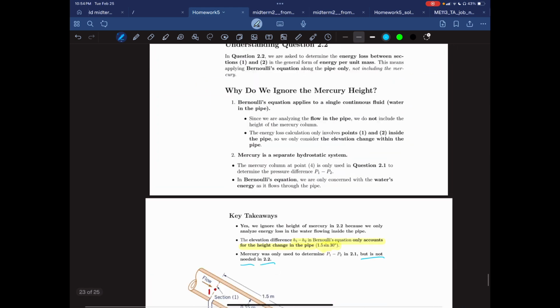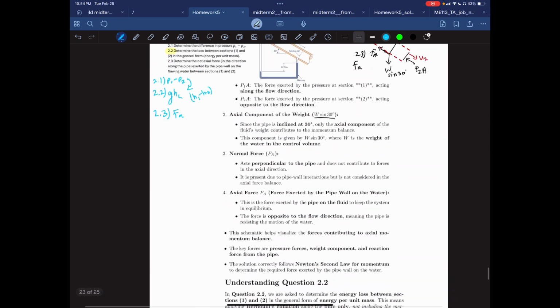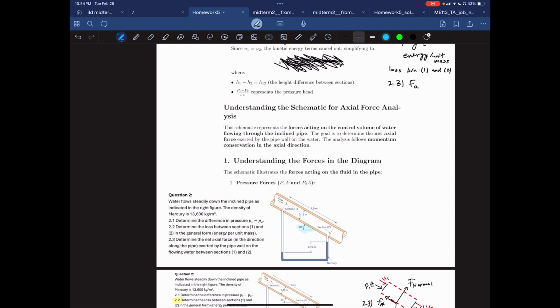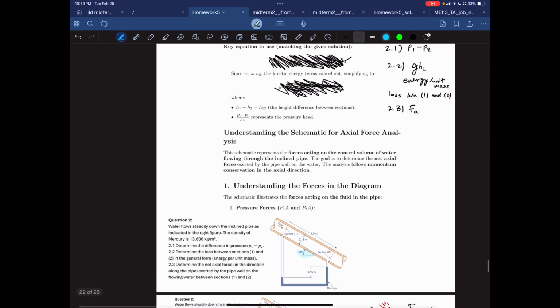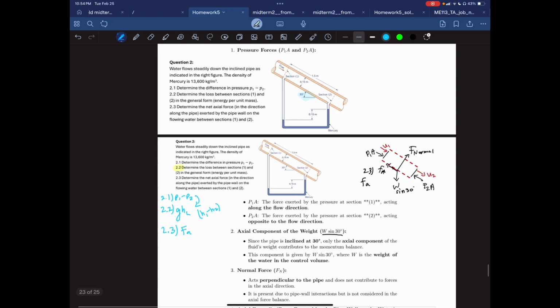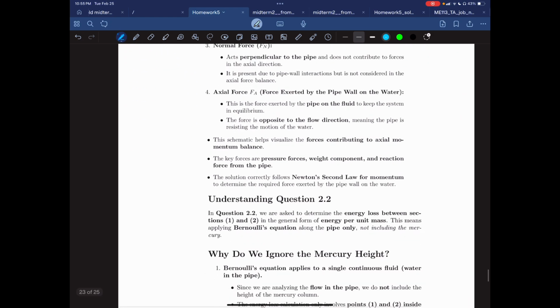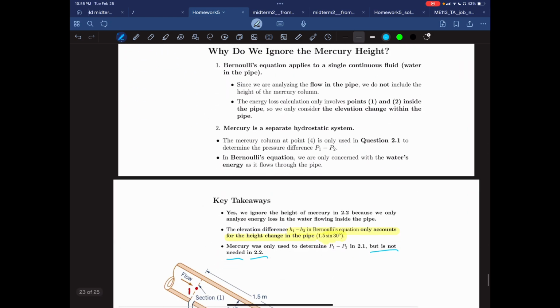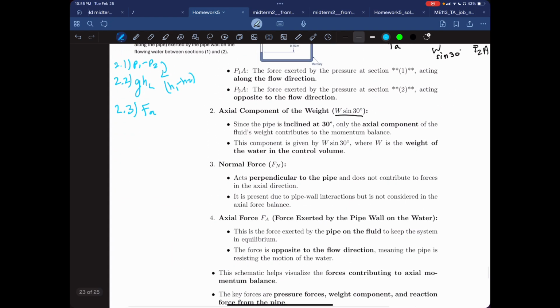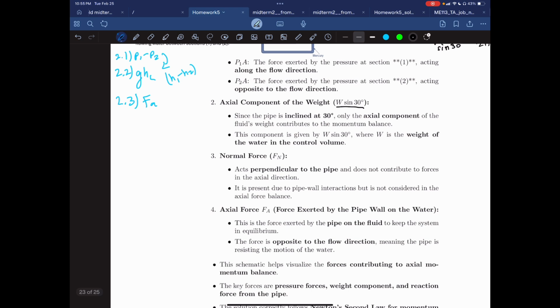And then 2.3, I didn't give too many hints because I already gave so many, but basically we'll be using the conservation of momentum in the axial direction this time. So I included notes on the schematic that the professor gave, just to write it out.